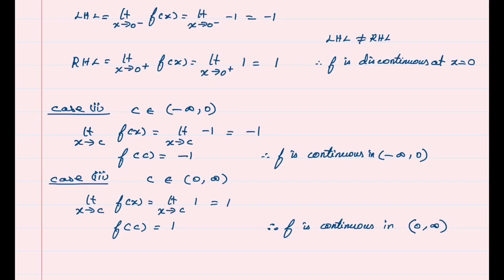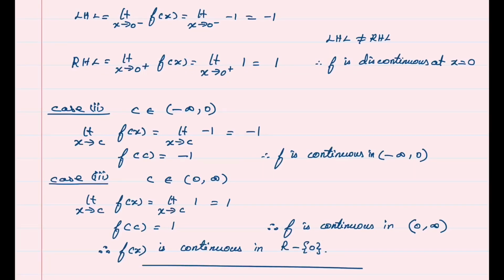So, we have only one point of discontinuity, which is x equal to 0. Therefore, the signum function f of x is continuous in R minus 0, or we may say that it is discontinuous at x equal to 0.